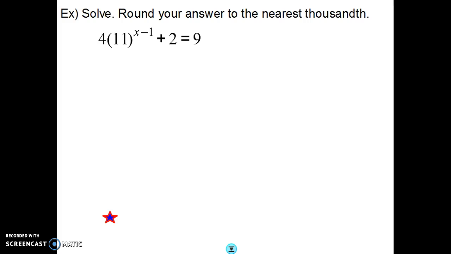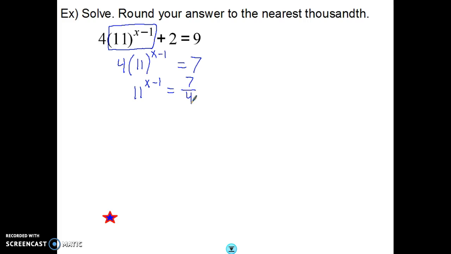Now, one more example for you. Again, we just have to solve this exponential equation and round to the nearest thousandth. So step 1 is to isolate the exponential part, which in this case is our 11 to the x minus 1. Well, there's two parts to get rid of this time, the 4 and the 2. The first one we have to go after as we work our way in towards the exponential is to subtract 2 from both sides, which will leave us here. 4 times 11 to the x minus 1 equals 7. We'll now divide both sides by 4. So we get 11 to the x minus 1 equals 7 divided by 4.